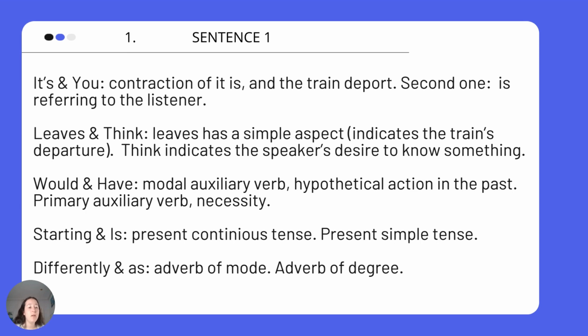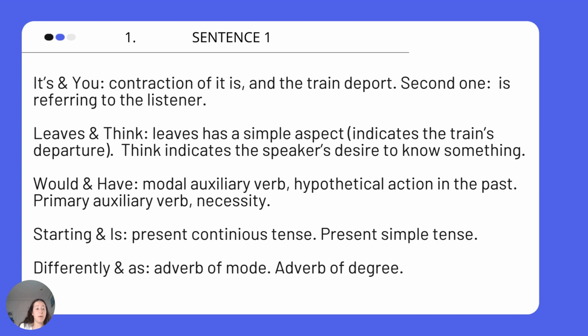Okay, guys, let's begin with the first sentence. The two examples that I chose for the first category are it's and you. The first one is a contraction of it is and indicates the train depot, and the second one, as I suppose you know, is a personal pronoun referring to the listener.